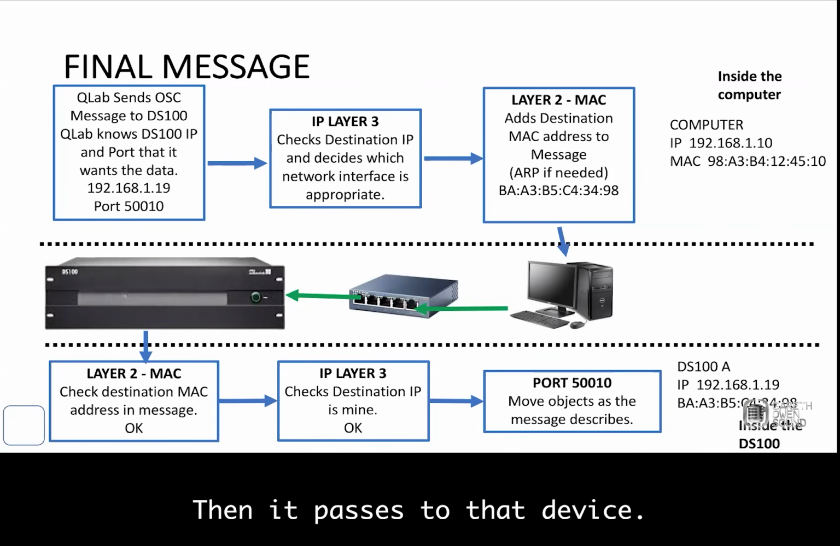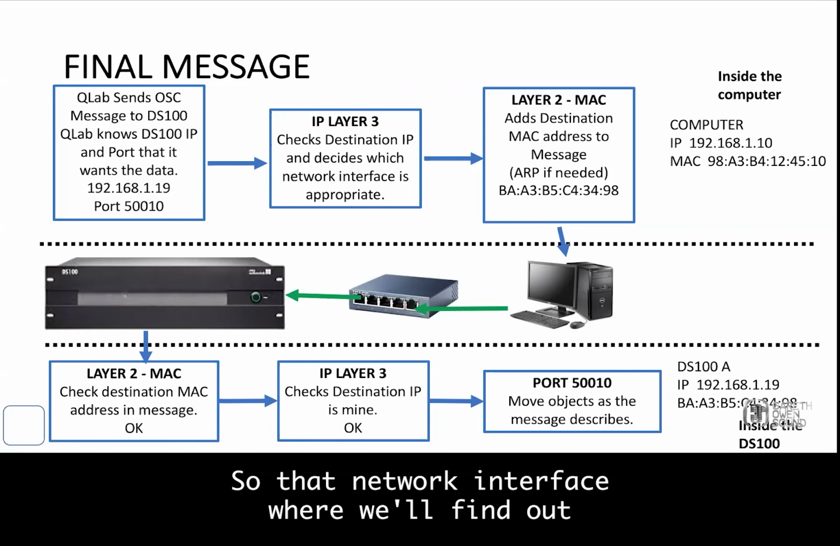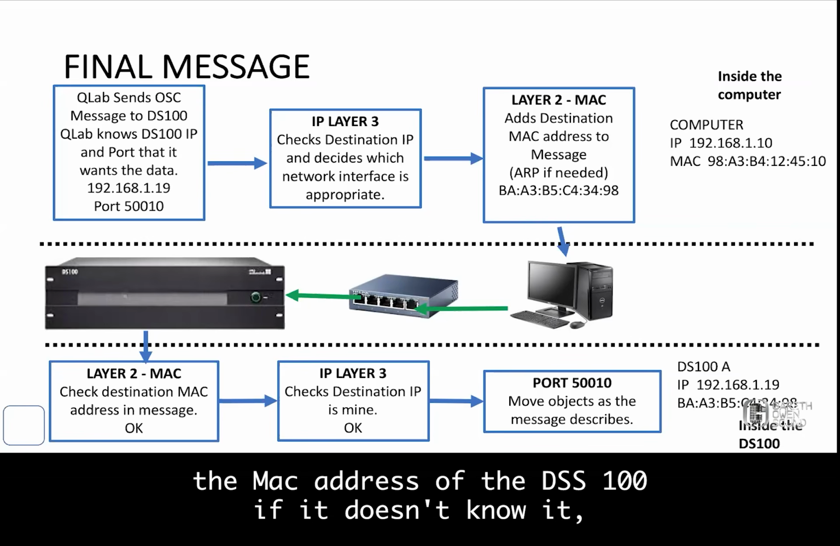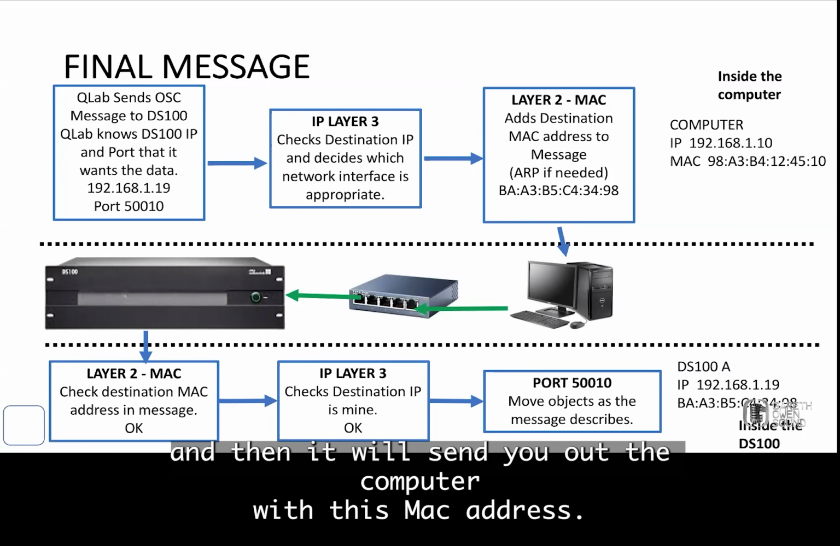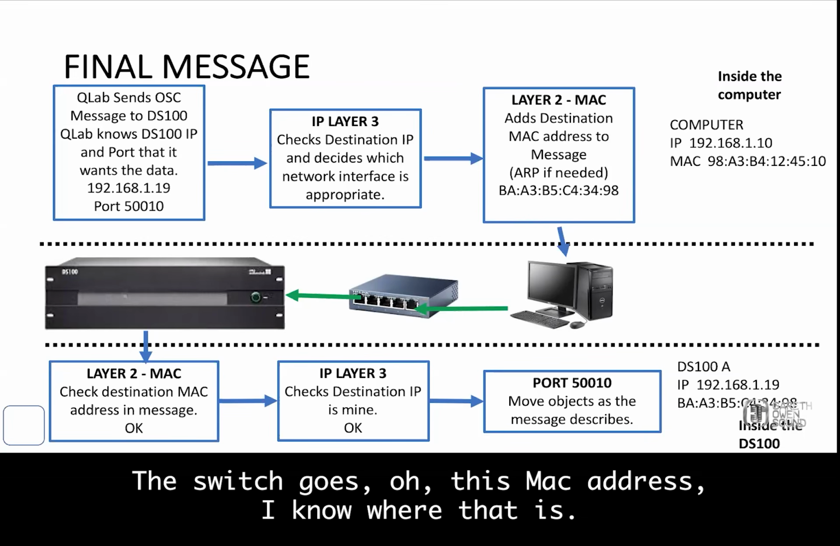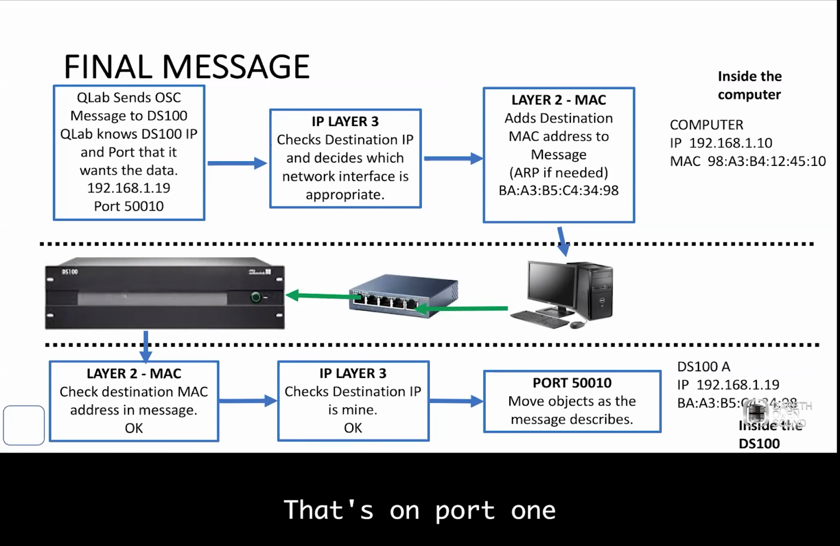Then it passes to that network interface, where it will find out the MAC address of the DS100 if it doesn't know it. And then it will send it out of the computer with this MAC address. The switch goes, this MAC address, I know where that is. That's on port 1. That gets to the DS100.